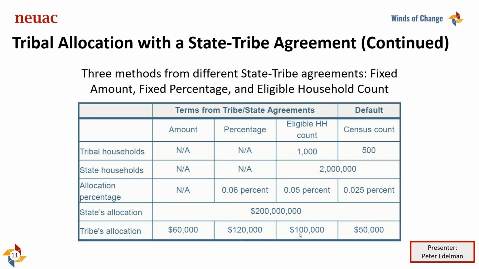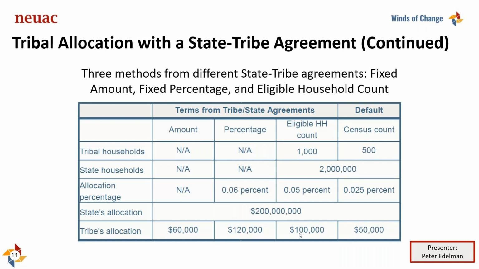And as I mentioned, these methods aren't exhaustive. There have been other methods that have been used in the past. Those include percentages, whether they're flat percentages, like in a percentage column, or household count-based percentages, like in the eligible household count column, with either a floor below which the allocation won't go, or with an additional amount. The same thing as combining with the amount column.